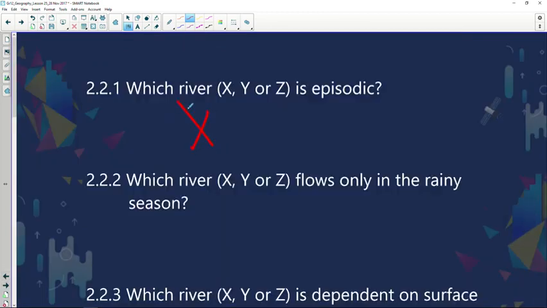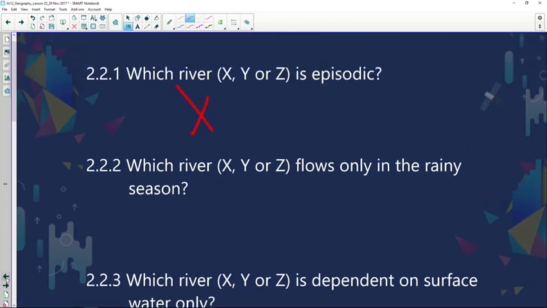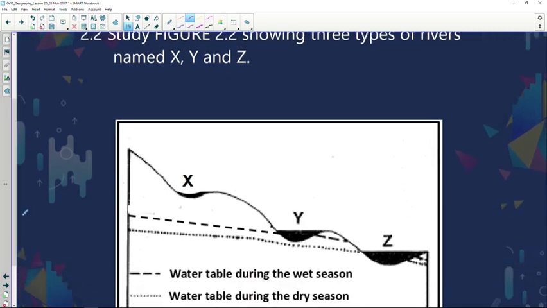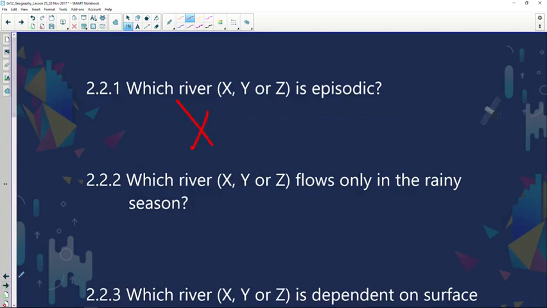Which river, X, Y, or Z, flows only in the rain season? That will be a periodic river. Let's have a look at which one is the periodic river. That will be Y. Because look over here, this is during dry season. But look at rainy season, there's going to be water in it. That's our non-perennial rivers. It's only flowing seasonally. So the correct answer over there is going to be Y.